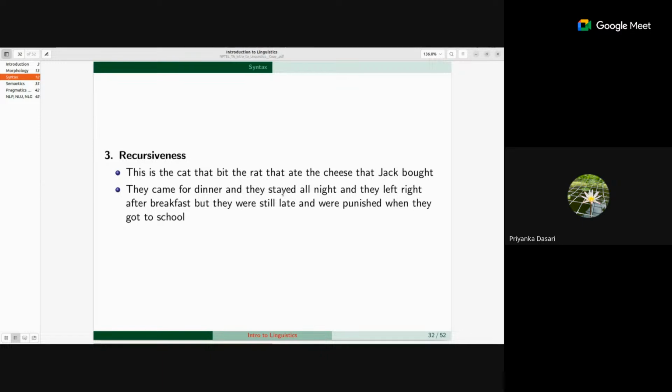Recursiveness is simple, like "This is the cat that bit the rat that ate the cheese that Jack bought." All this recursiveness also causes ambiguity in analyzing the sentence.